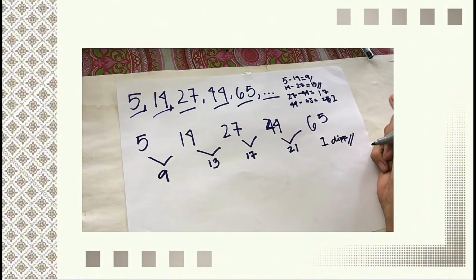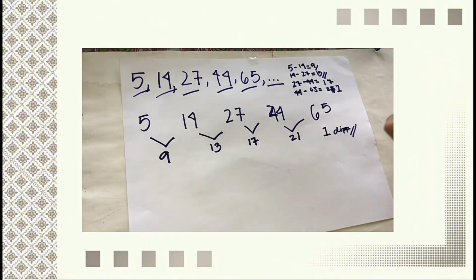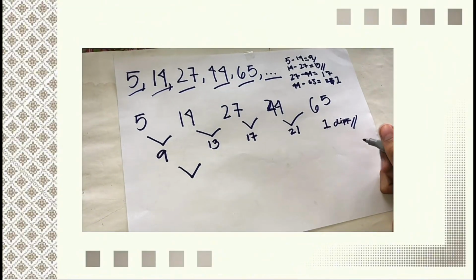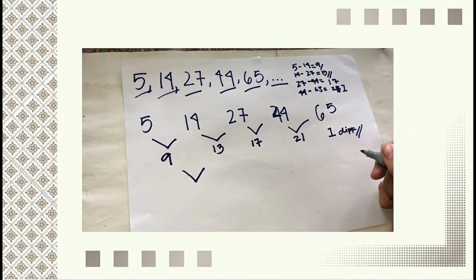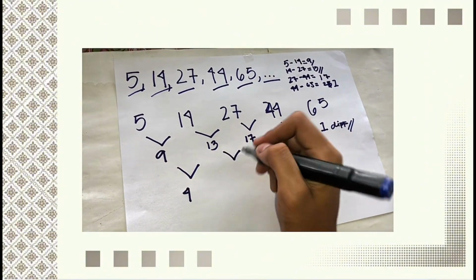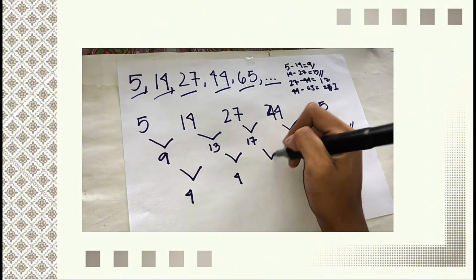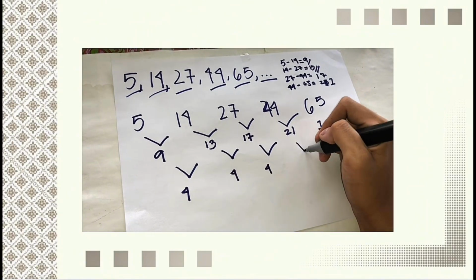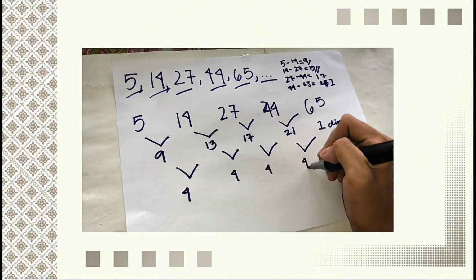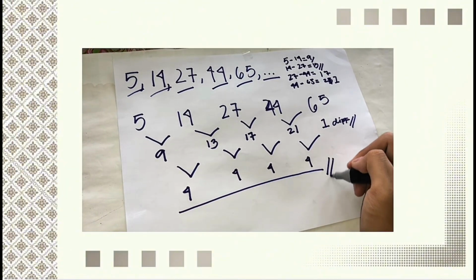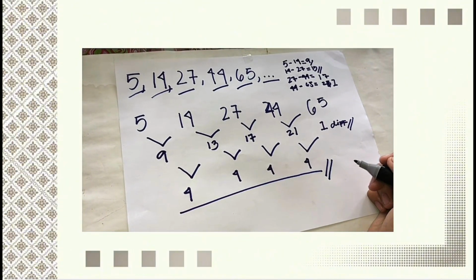So 9, 13, 17, 21 are numbers that are not constant. So we go to another session. 19 minus 13 is equals to 4. So the common difference is 4. Then 13 minus 17 is 4 again. Then 17 minus 21 is 4 again. So our second difference is constant because it's 4, 4, and 4.